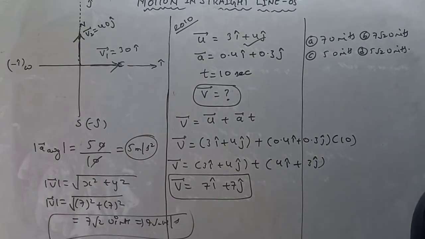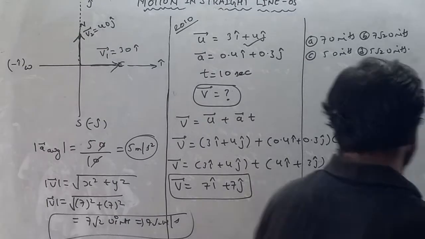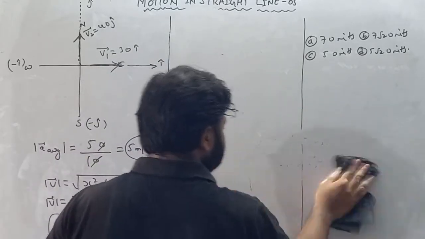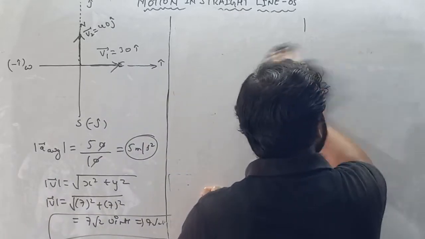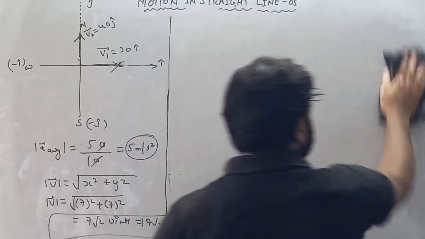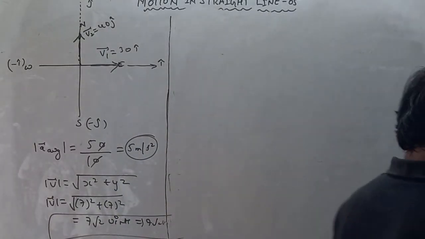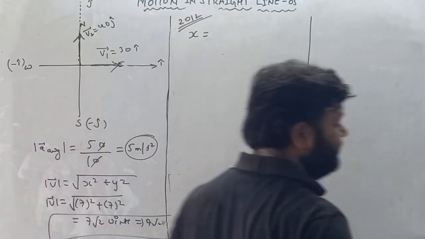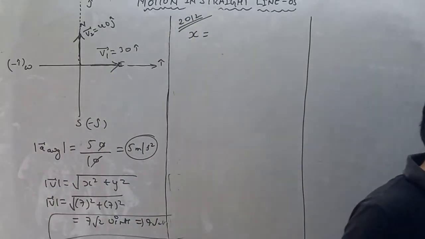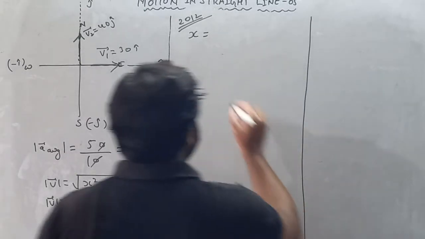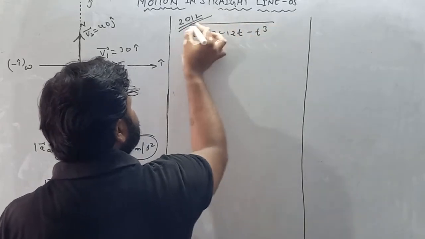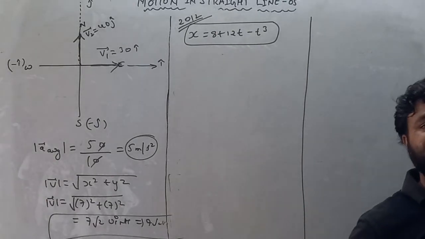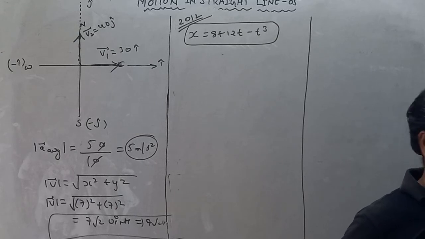Write down the next question. The motion of a particle along a straight line is described by the equation x is equal to 8 plus 12t minus t cube, where x is in meter and t is in second.